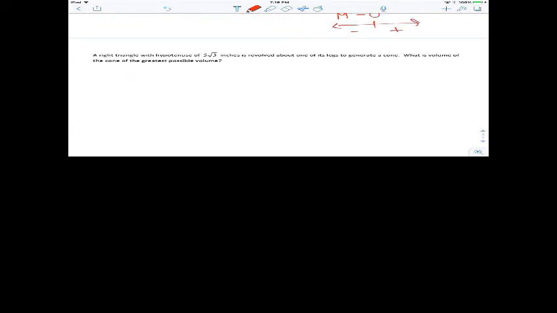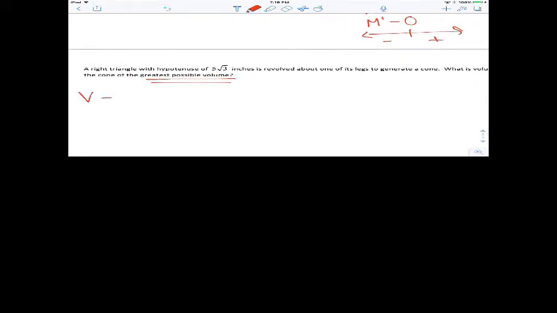All right, let's look at this next one. A right triangle with a hypotenuse of 5 radical 3 inches is revolved around one of its legs to generate a cone. What is the volume of the cone? So, greatest possible volume. I am trying to maximize the volume of a cone, which is 1/3 pi r squared h. I will give you that. You do not need that memorized, but it's 1/3 the volume of the cylinder that it would fit inside.